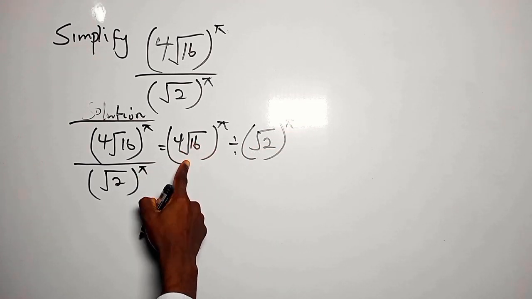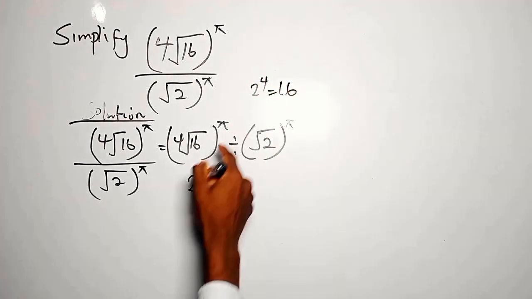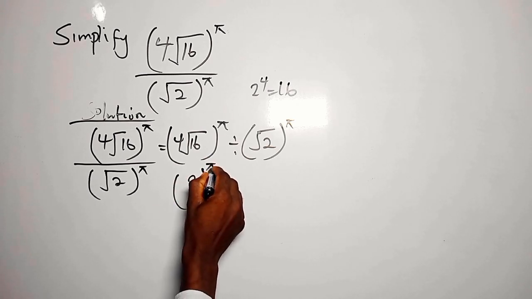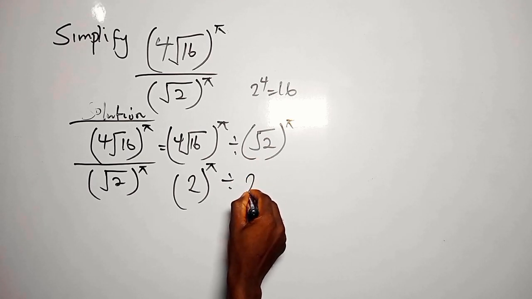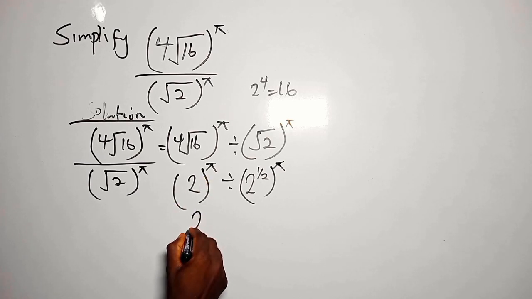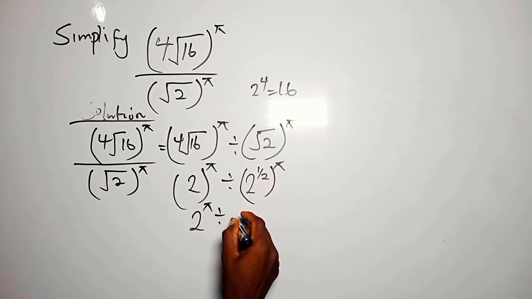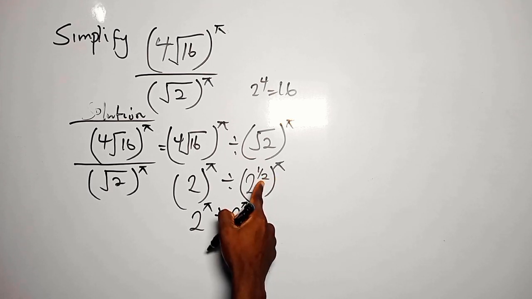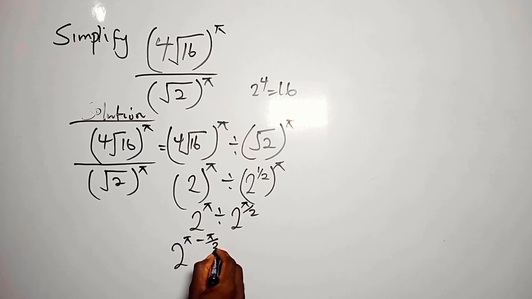For the fourth root of 16, we have it to be 2, because 2 raised to power 4 gives 16. So 2 raised to power π for the fourth root of 16, divide. For the square root of 2, you can write this as 2 raised to power 1/2, raised to power π. So we can apply the exponent rule. Here we have 2 raised to power π over 2. Since we have division of the same base, we pick out one, which is 2. We subtract the power. So we have π minus π over 2.